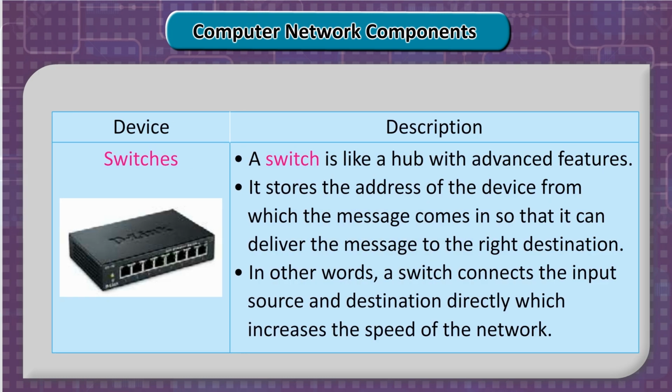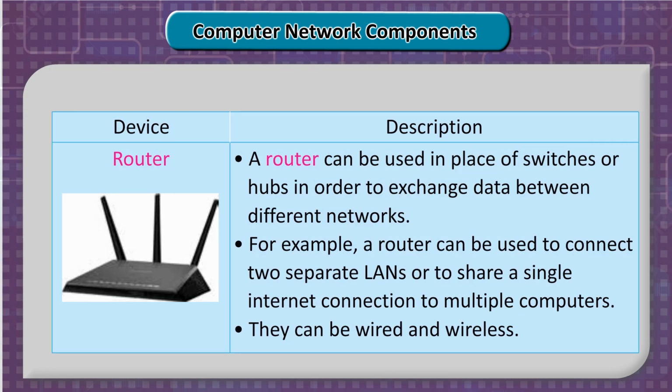Switches. A switch is like a hub with advanced features. It stores the address of the device from which the message comes in so that it can deliver the message to the right destination. In other words, a switch connects the input source and destination directly, which increases the speed of the network. Router.